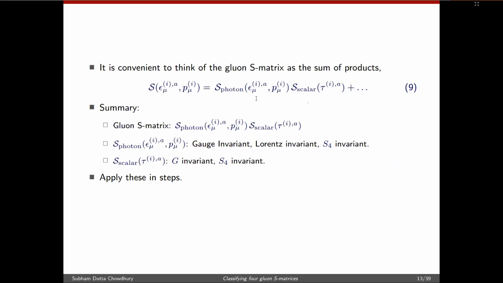So is this decomposition not exact? Why do you have a plus dot dot dot? That is just other terms. You can have other similar structures. A scalar is not unique, in the sense that you can have S1 scalar, S2 scalar, different color structures. Is that clear? I think, Shubham, what you mean is that the right-hand side, S photon times S scalar, is an example of the kind of term that appears in the gluon S matrix. Correct. Yeah.